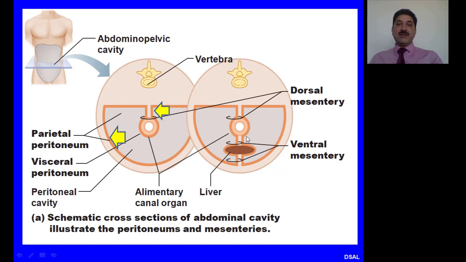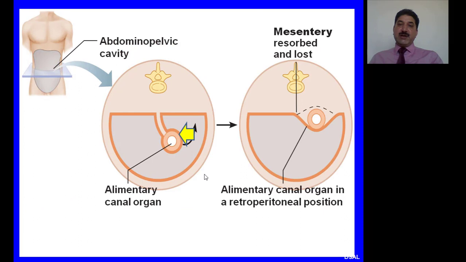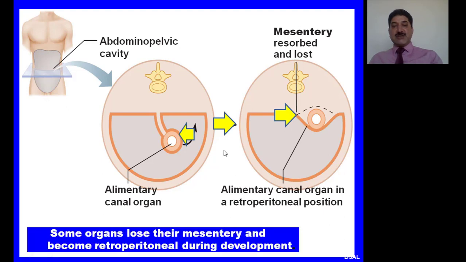liver. Now in this slide you can see on the right side, this loop of gut is intraperitoneal. During development, this loop of gut loses its mesentery and becomes retroperitoneal. Since initially it was intraperitoneal and during development it lost its mesentery, such organs which lose their mesentery and become retroperitoneal during development are called secondarily retroperitoneal organs.